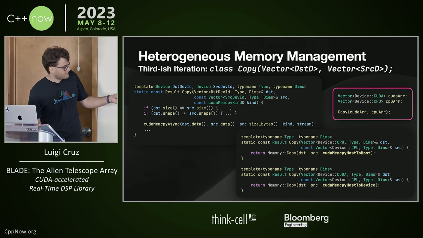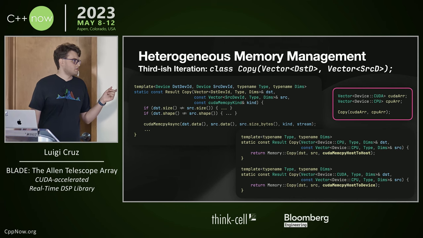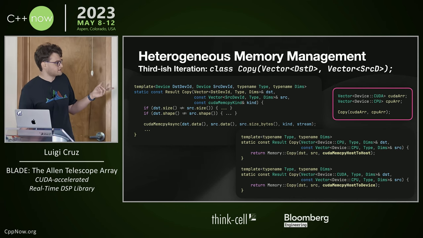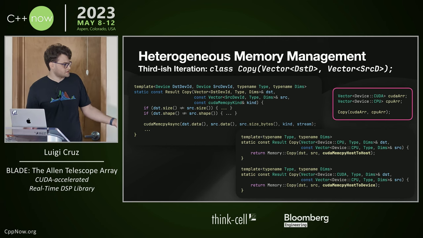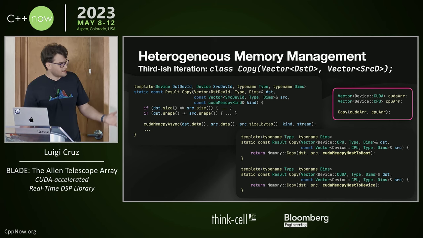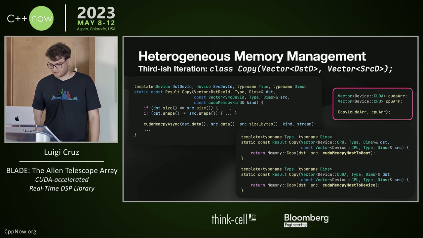And then we have another function that calls the main function. And since we know where data is, we can use templates. And for example, if you pass CPU, we can use host to host. CUDA to CPU can be host to device. Very simple. In the end, you don't need to specify your direction. So that's better.